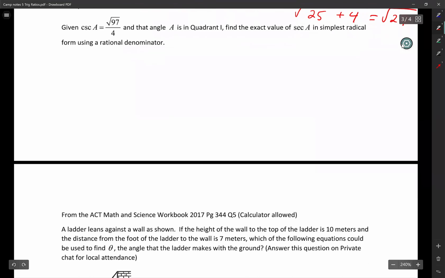All right, cosecant A is square root of 97 over 4, and that angle A is in quadrant 1. Of course, they're all in quadrant 1 because I chose them all to be in quadrant 1. Find the exact value of secant A in simplest radical form. All right, let's do that.